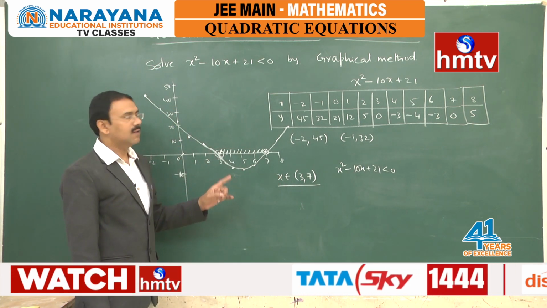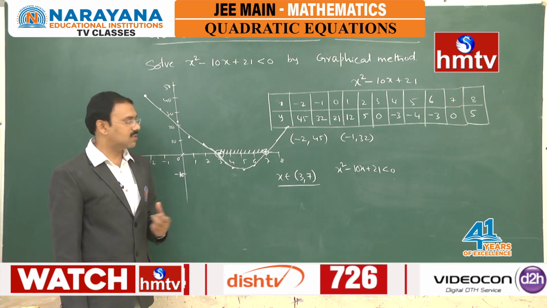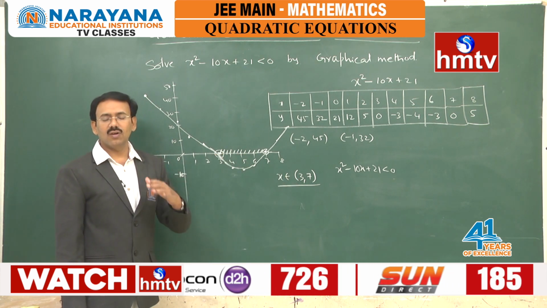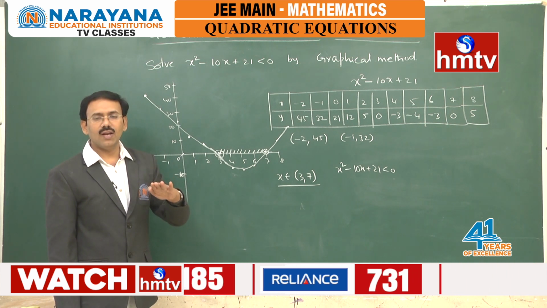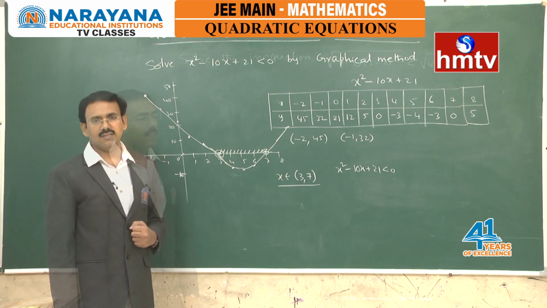But generally, if the roots of this expression are a little complicated, like in surds, we may not exactly identify these numbers. So, the graphical method of solution gives some idea, whereas the algebraic method gives the exact solution in any case.